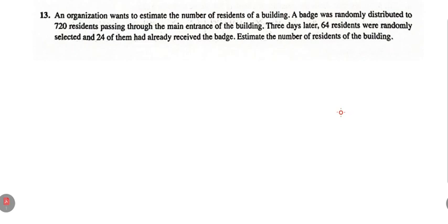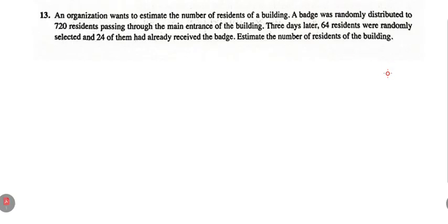Now, an organization wants to estimate the number of residents of a building. A badge was randomly distributed to 720 residents passing through the main entrance of the building. 3 days later, 64 residents were randomly selected and 24 of them had already received the badge. Estimate the number of residents in the building.